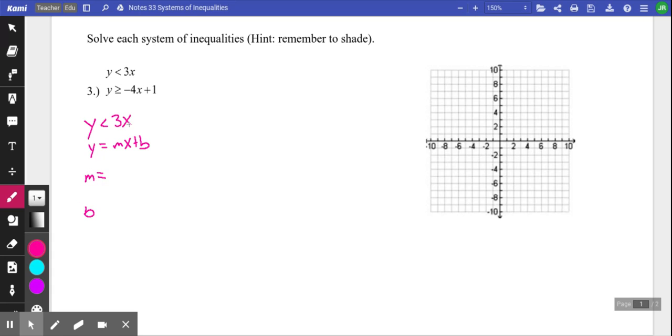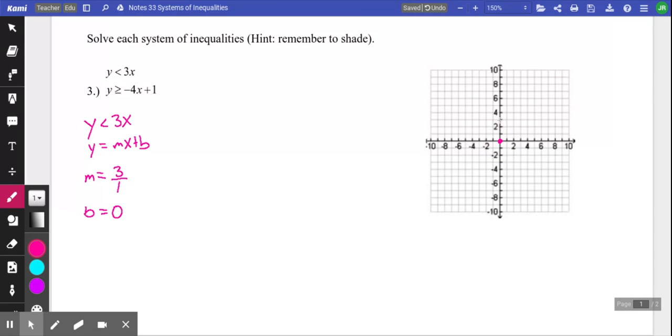The slope is the number directly in front of x, so in this case it would be positive 3, but I'm going to write that as a fraction, 3 over 1. And the y-intercept is what's directly after x. I don't see a number after x, which would mean that it would just be 0. So over here on the y-axis, I would find my point at 0. My y-intercept is my starting point, and then my slope tells me how to move.